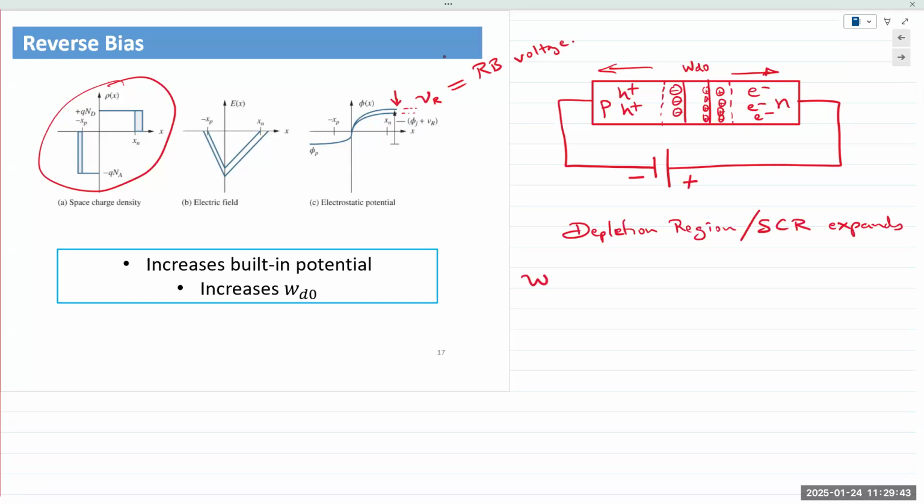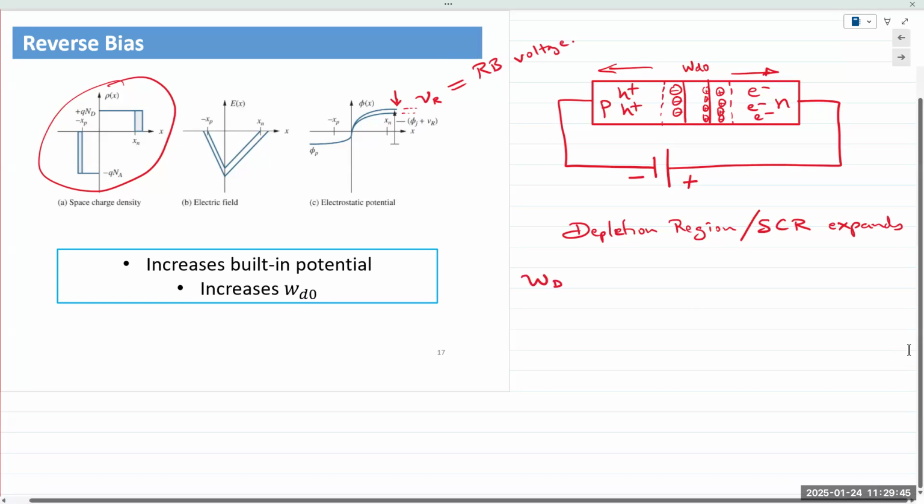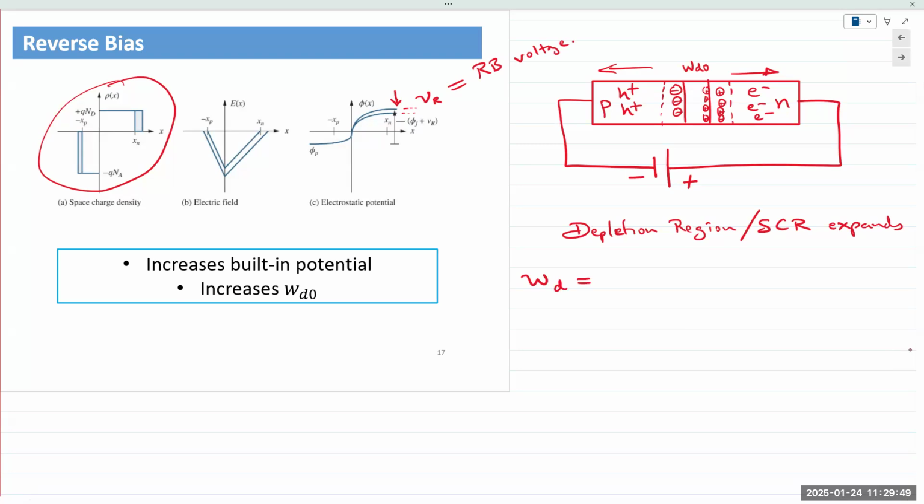The new depletion region, WD, is a function of the reverse bias voltage. So it's WD0 times the square root of 1 plus VR over phi j. WD0 is the original depletion region width, VR is the reverse bias voltage that is applied, and phi j is the original built-in junction potential.